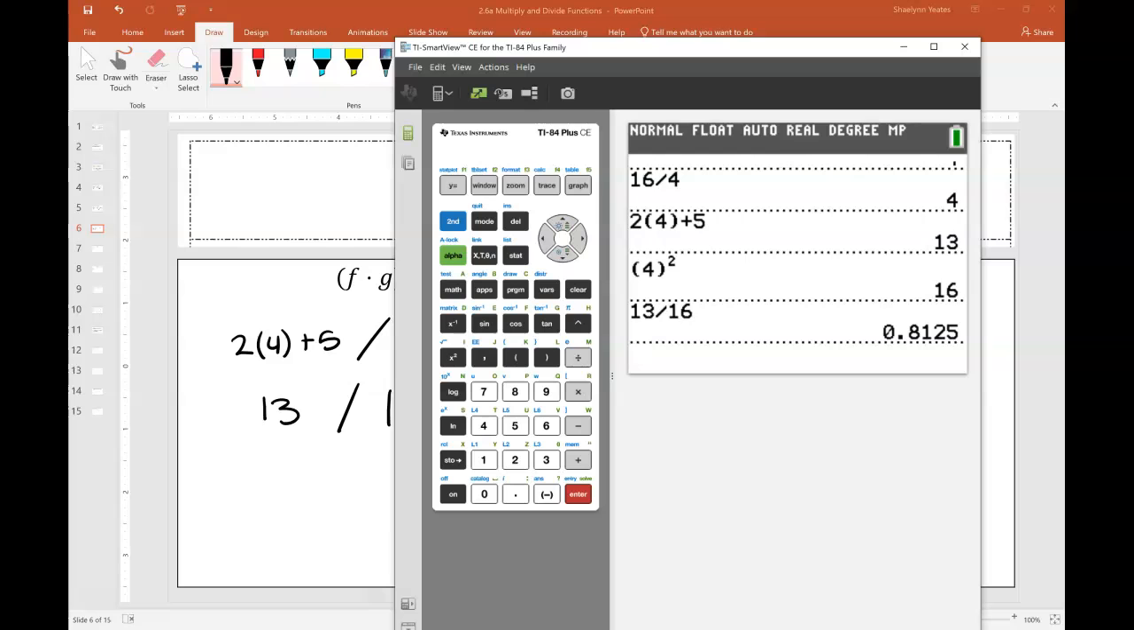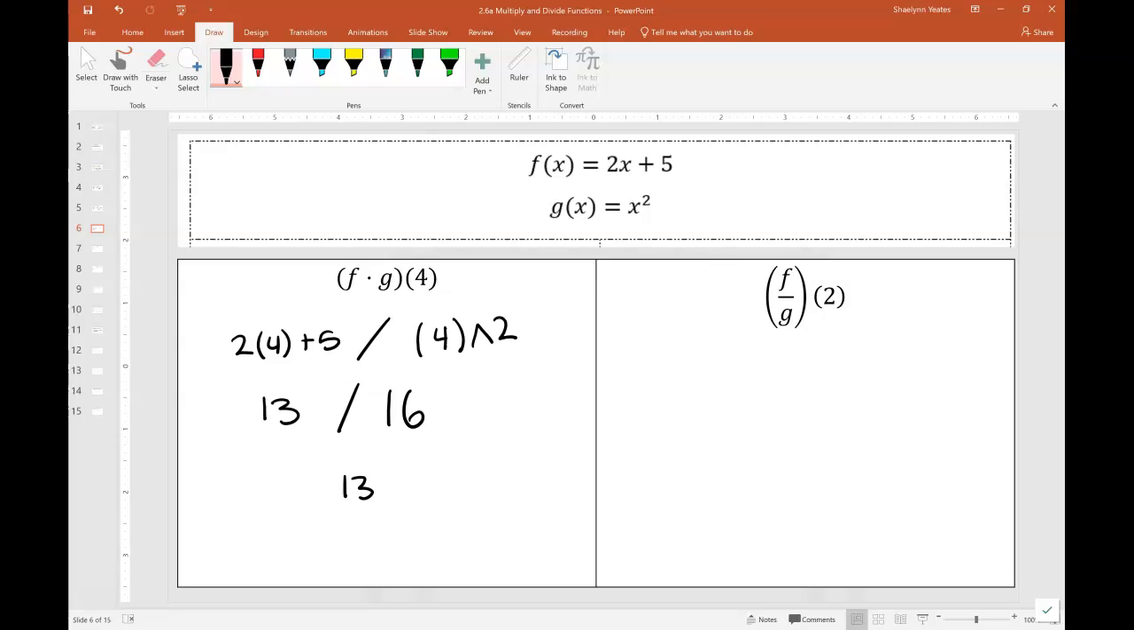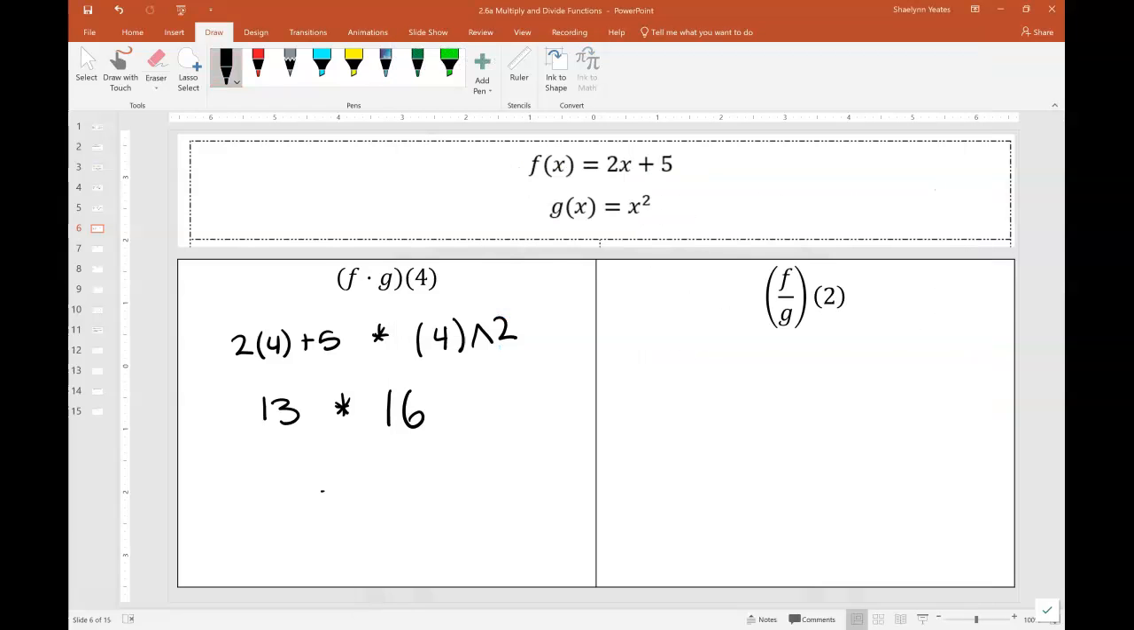It gives me a weird decimal, so I'm going to press math and enter twice. I guess my answer is just, oh wait, we were supposed to times. So we're taking times, just kidding. We're going to do 13 times 16 because it's a multiplication problem, not a division problem. And we end up with the answer of 208.